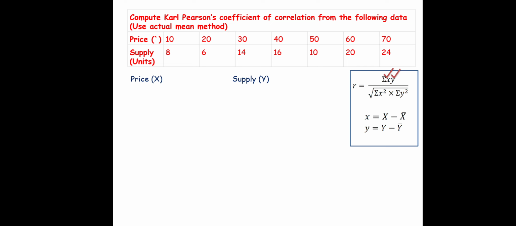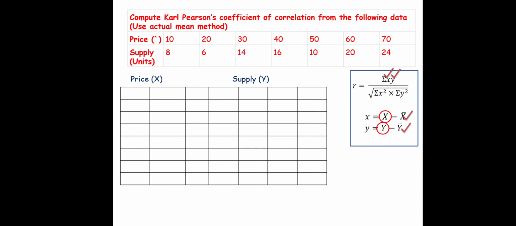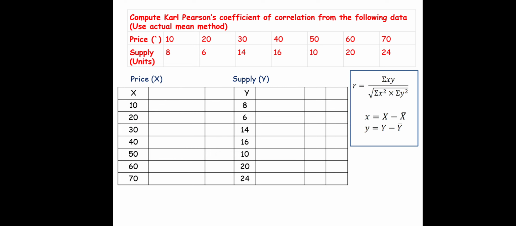Now over here we have small x and small y. With the help of capital X, the price that we have, and capital Y, the supply, we can calculate x bar and y bar, and by which we can calculate small x and small y. First of all we need to make a table and write the values of the variables x and y, as follows. In the formula, we need to identify small x, which is capital X minus x bar. Similarly small y is calculated as capital Y minus y bar.